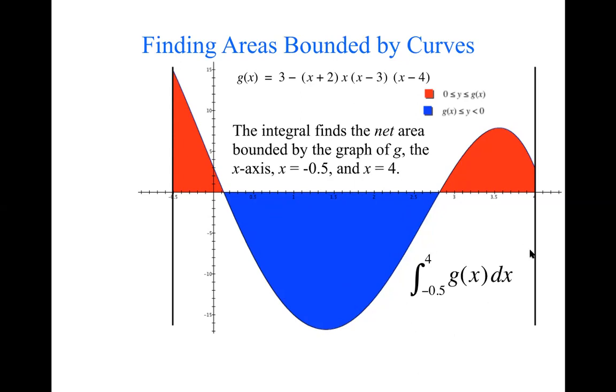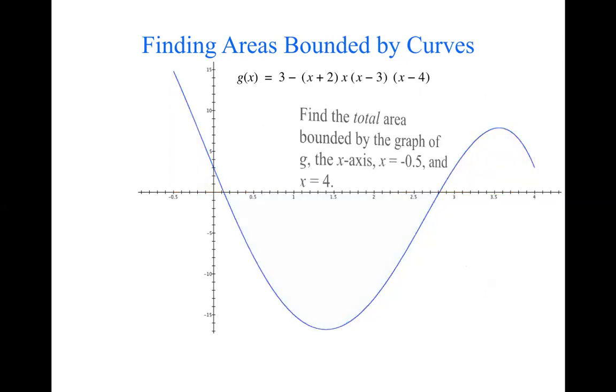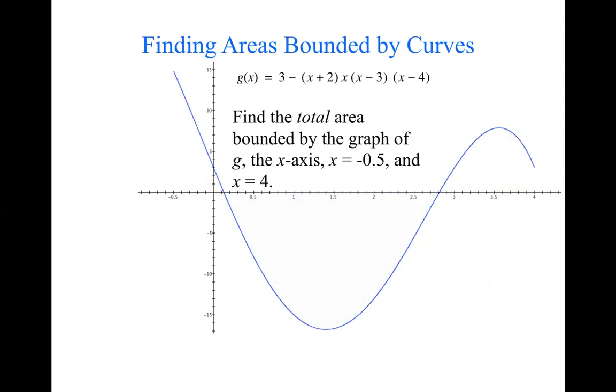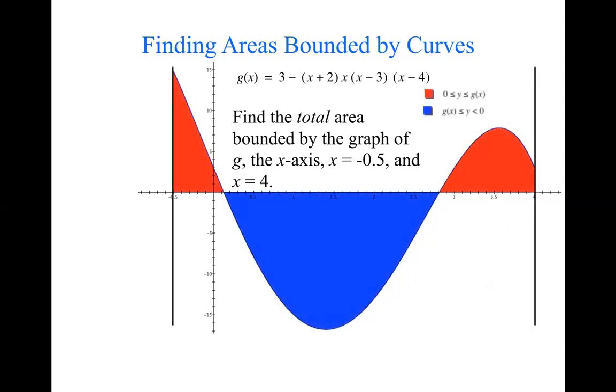If I literally wanted to find how big these spaces are, regardless of where they are relative to the x-axis, we can do that too. We just have to be careful about it. So if I want to find the total area bounded by this graph G and the x-axis between -1/2 and 4, I can't do it in one shot because I've got 3 separate sections to the graph between -1/2 and this 0.1 something, whatever that is. I'm just going to call it x1.